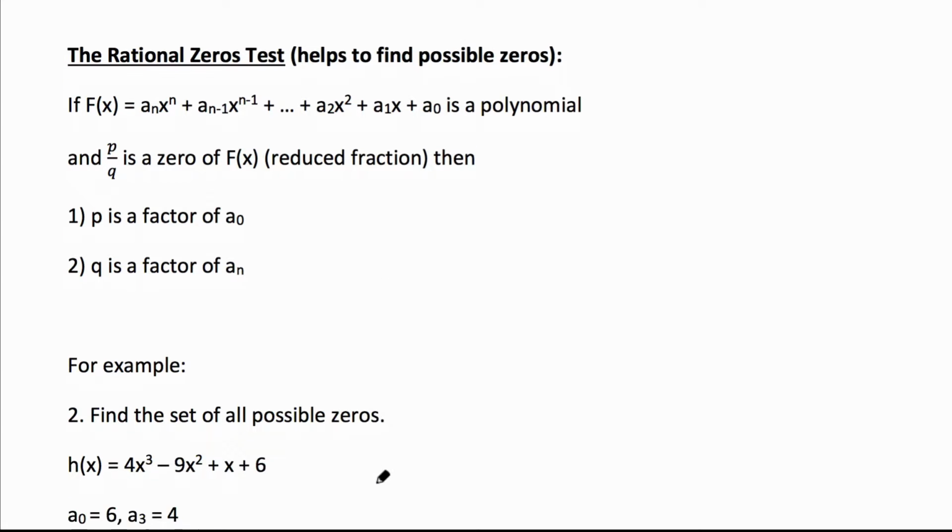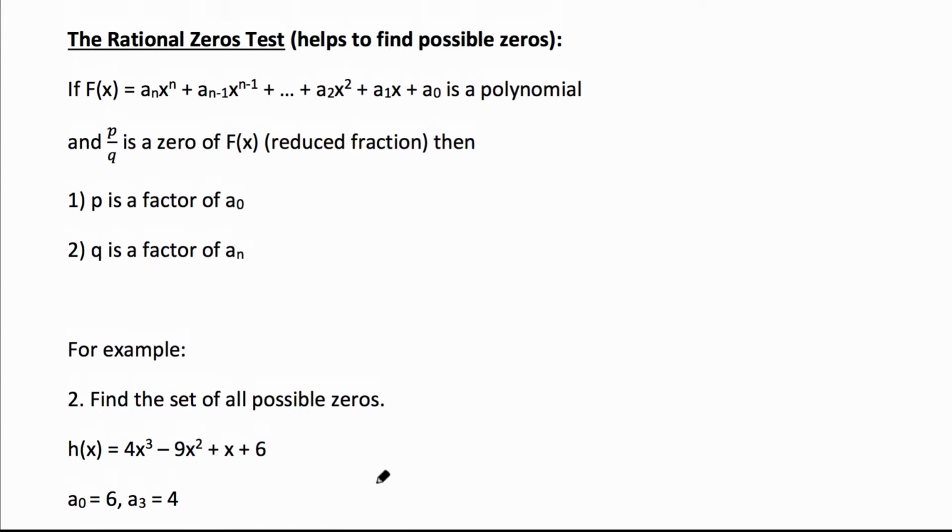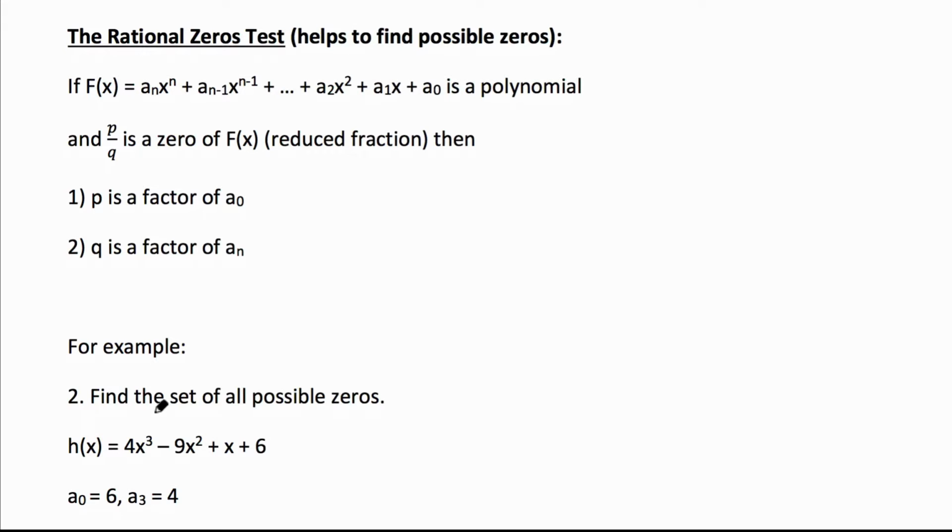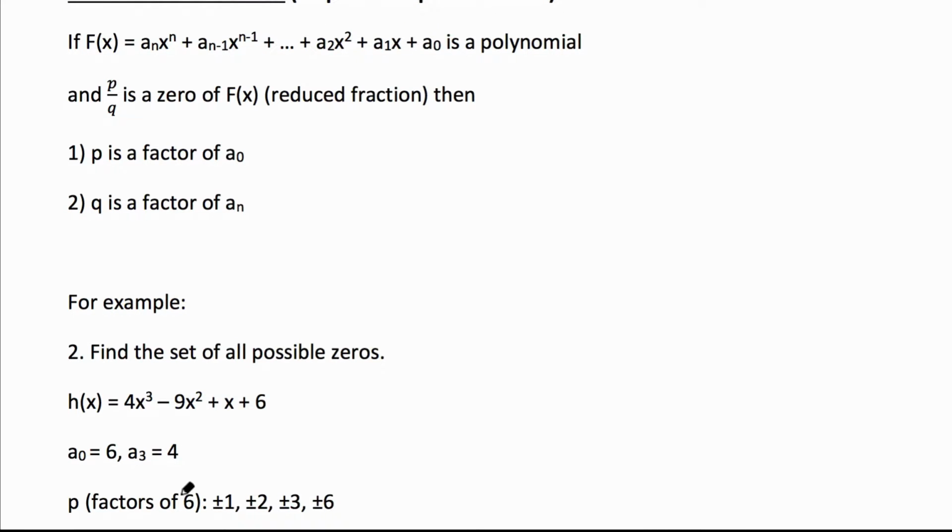Right here. So this is what we use to generate the zeros. Here's the idea, the way it works. Let's start with finding the set of all possible zeros. You have this polynomial. First, you may want to figure out the constant term, that's 6, which we'll denote as A0. The leading coefficient, since it's degree 3, I'm going to call it A3, is 4.